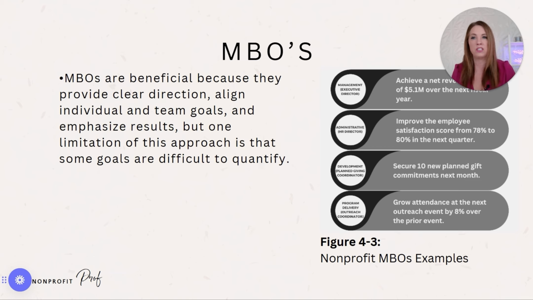They provide clear direction, they make sure that individual and team goals are aligned with each other and with the overarching mission, and they also tend to put an emphasis on results. Now, there is one big limitation of MBOs, and that is that it is kind of more geared toward things that can be put on a number or quantified. It's harder for qualitative measures, which a lot of times program and impact delivery, those are harder to quantify. But if you're in a fundraising role, MBOs are great because it's pretty easy to put a number on how many donor meetings are you having, how much money are you raising, and things like that.